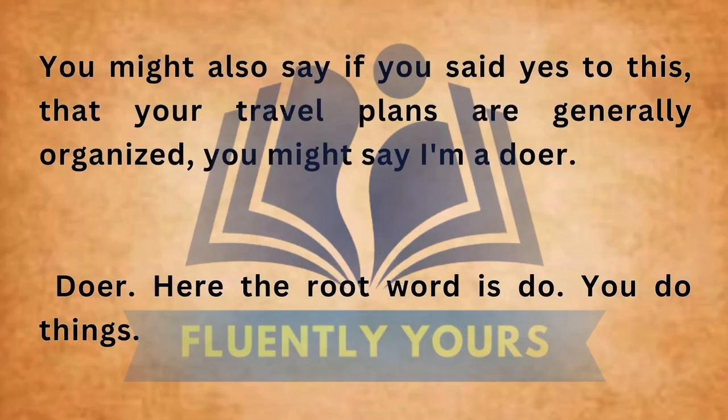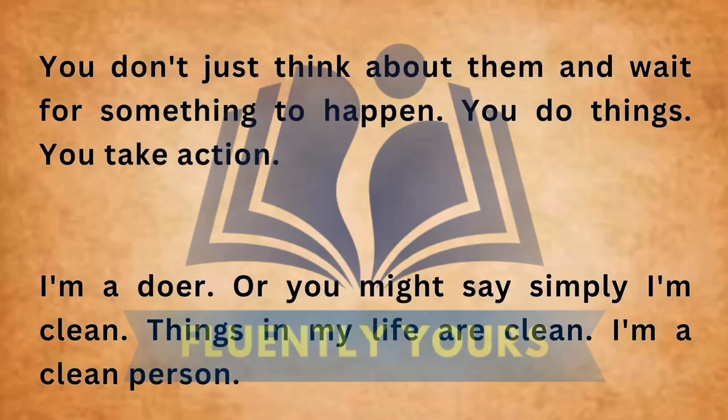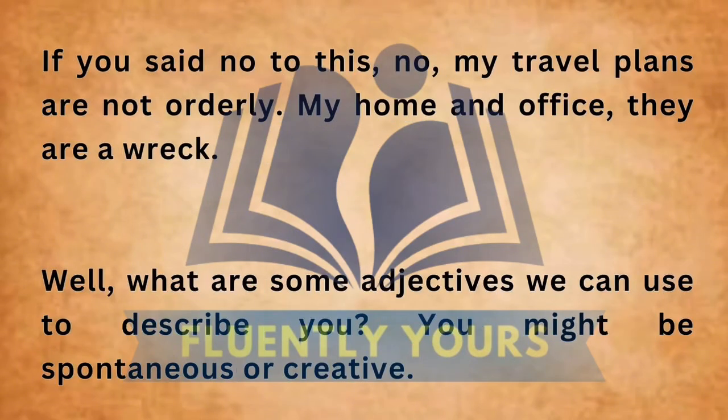You might also say, if you said yes to this, that your travel plans are generally organized. You might say, I'm a doer. Here the root word is do. You do things. You don't just think about them and wait for something to happen. You do things. You take action. I'm a doer. Or you might say simply, I'm clean. Things in my life are clean. I'm a clean person.